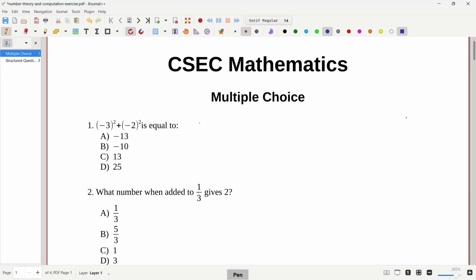So negative 3 squared is equivalent to saying negative 3 times negative 3, and we all know that. I'm just going to work out the values now. This here would be 9, and this here would be 4, and adding the two of them gives 13. So this is our answer here.